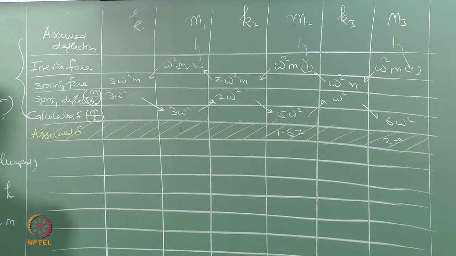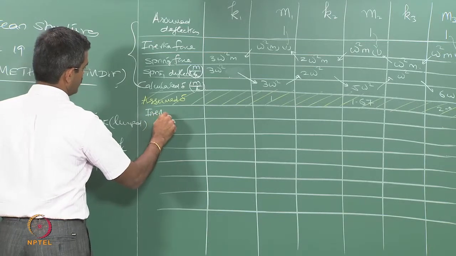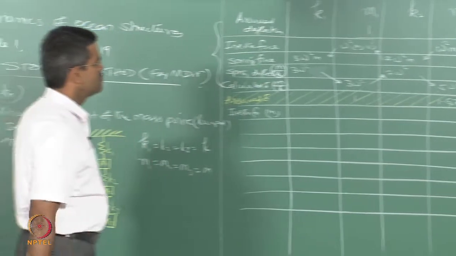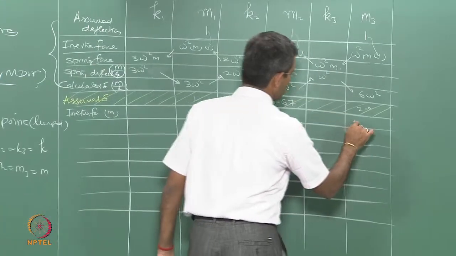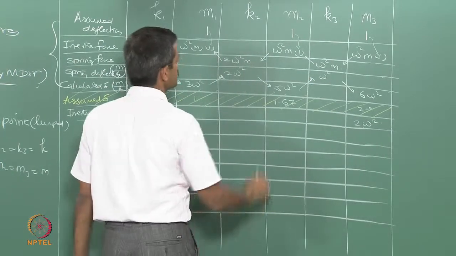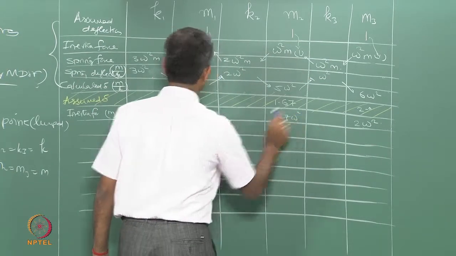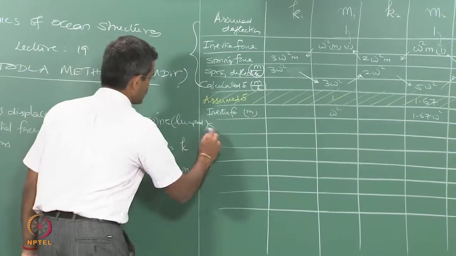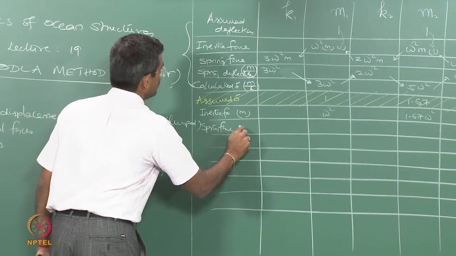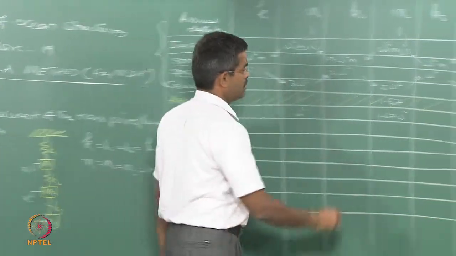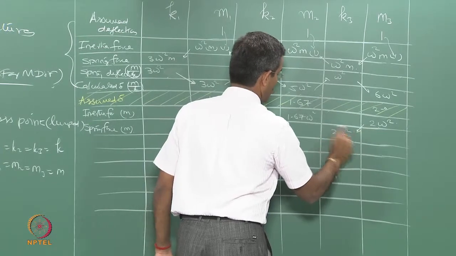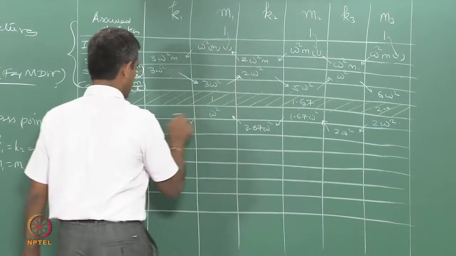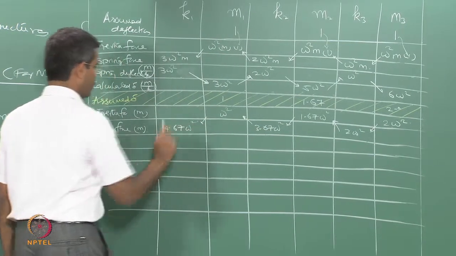So, I have inertia force here. I can take multiplier m out. So, this should be 2 omega square, this should be 1.67 omega square, this should be omega square. I have taken m out here, then I can work out the spring force. Let us say again m out. So, this is going to be 2 omega square, 3.67 omega square, 4.67 omega square.